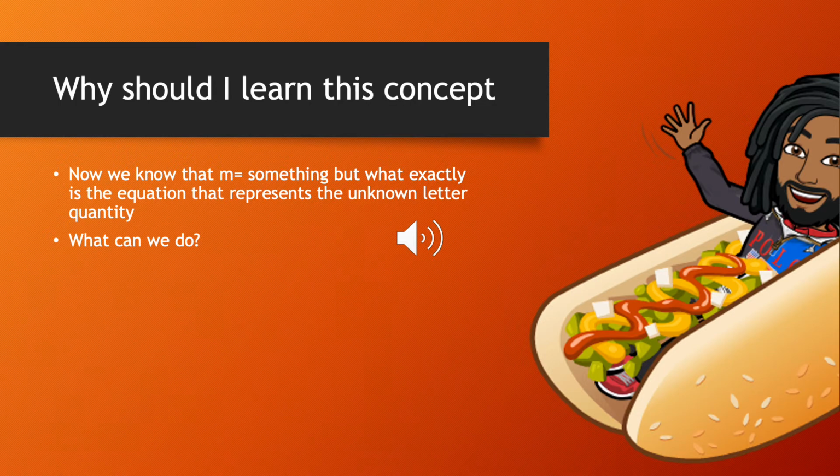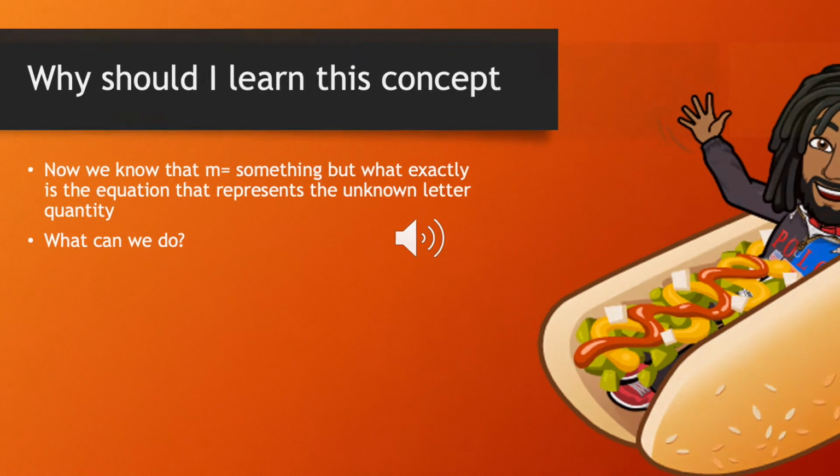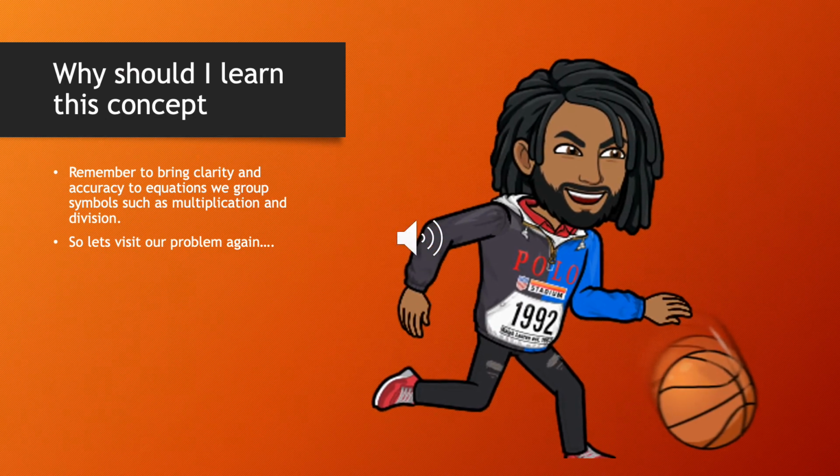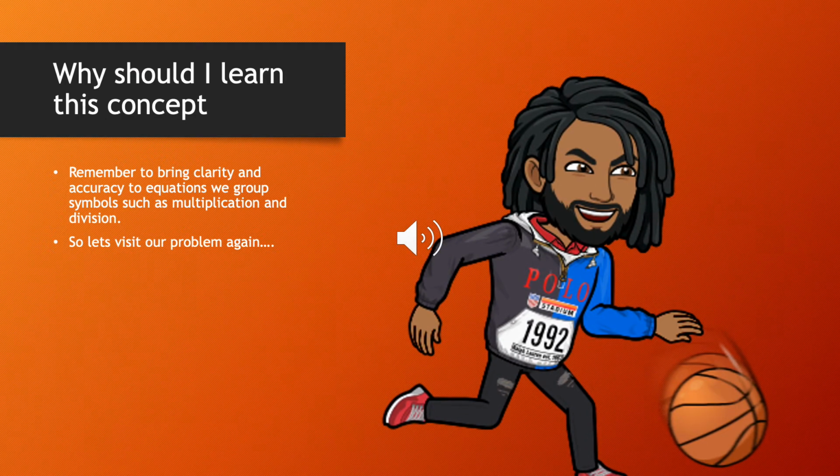All right. So now we know that M equals something, but what exactly is the equation that represents the unknown quantity? We know that M represents an unknown quantity, but we have to actually figure out what the equation is to find M. So what can we do?